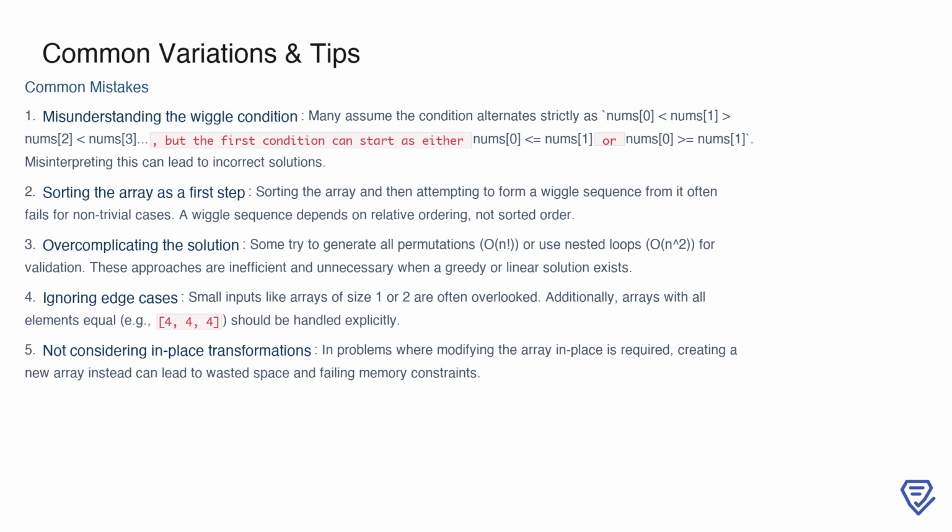It's also important to handle edge cases carefully, like arrays with very small sizes or those with all elements equal. Finally, if the problem requires in-place transformations, creating a new array instead of modifying the original one can result in wasted space or even cause you to fail memory constraints. Recognizing these pitfalls can save you time and help you craft more robust solutions.